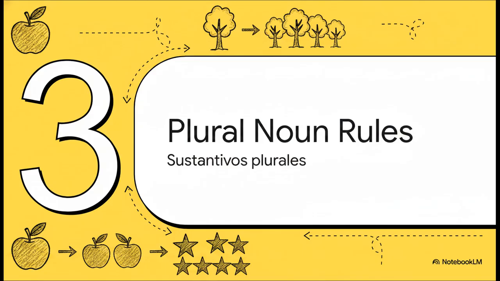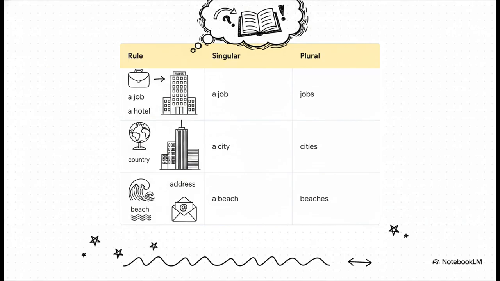Section 3. Plural noun rules. Now, moving from one thing to many things. So the crucial point here is that there isn't just one single way to make a word plural, but they do follow a really logical pattern. The most standard rule by far is to simply add an S. A job becomes jobs, a hotel becomes hotels. Pretty easy. But if a word ends in a consonant followed by a Y, we actually drop the Y entirely and add IES. So a country transforms into countries, and a city becomes cities.